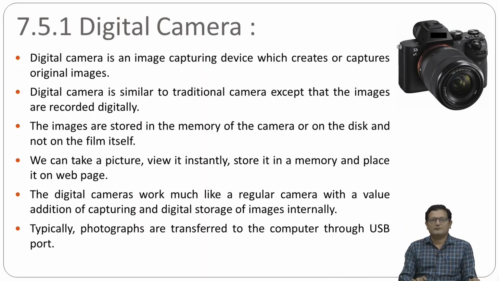The digital camera works much like a regular camera, with the added value of capturing and digitally storing the image internally. So basically, this type of camera will have an internal memory, right? So inside that memory, whatever image you have captured will be stored, right? And finally, what you can do is remove that particular memory and insert it into a computer or laptop, and you can see all the images captured by the digital camera. Typically, photographs are transferred to the computer through the USB port, right?